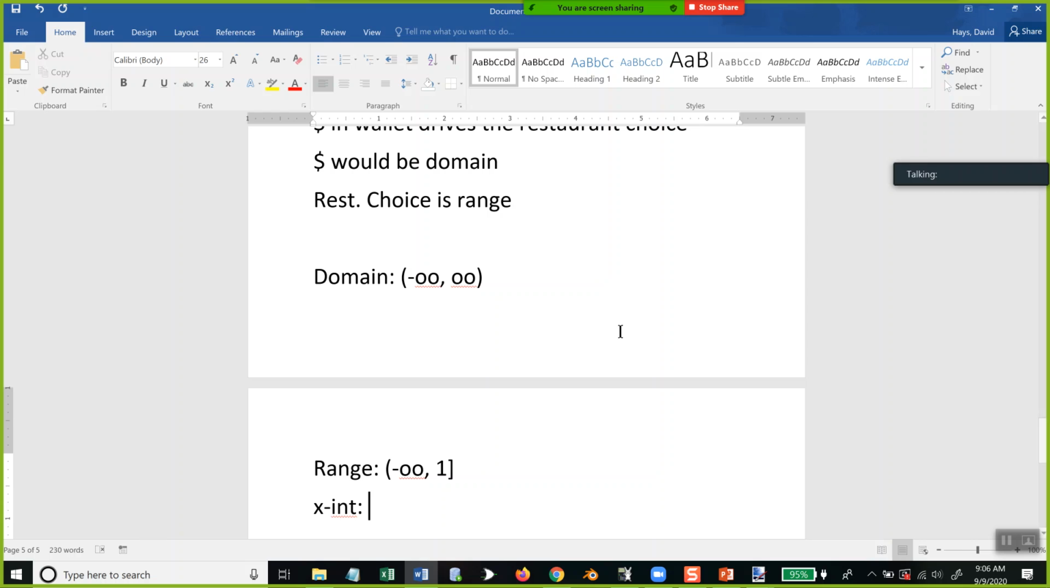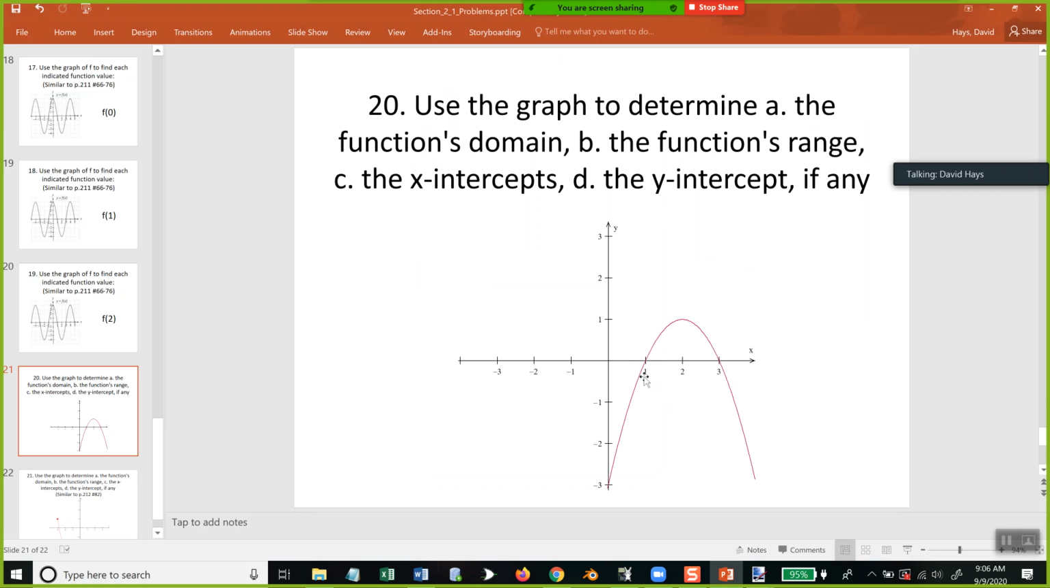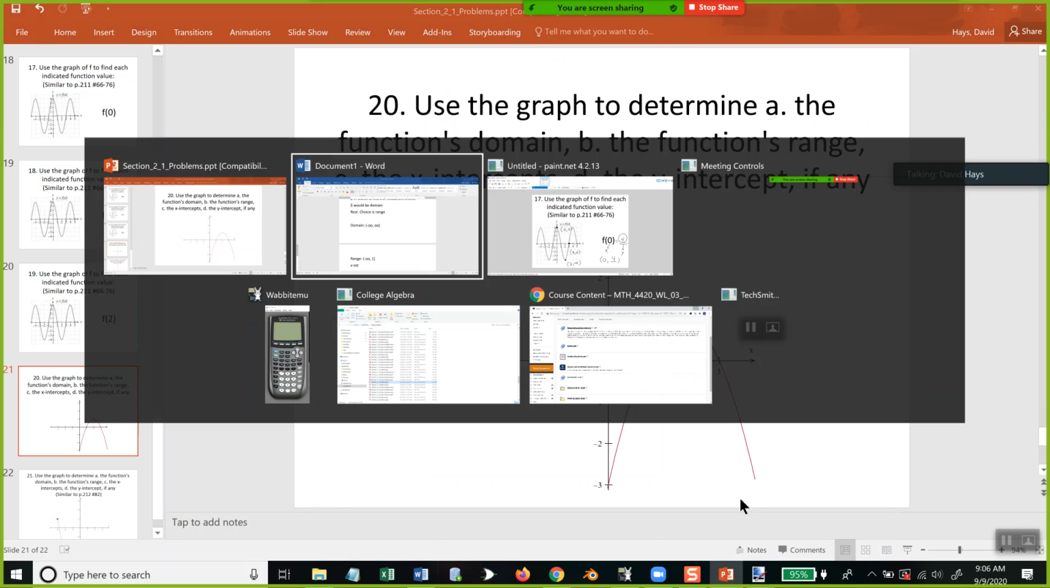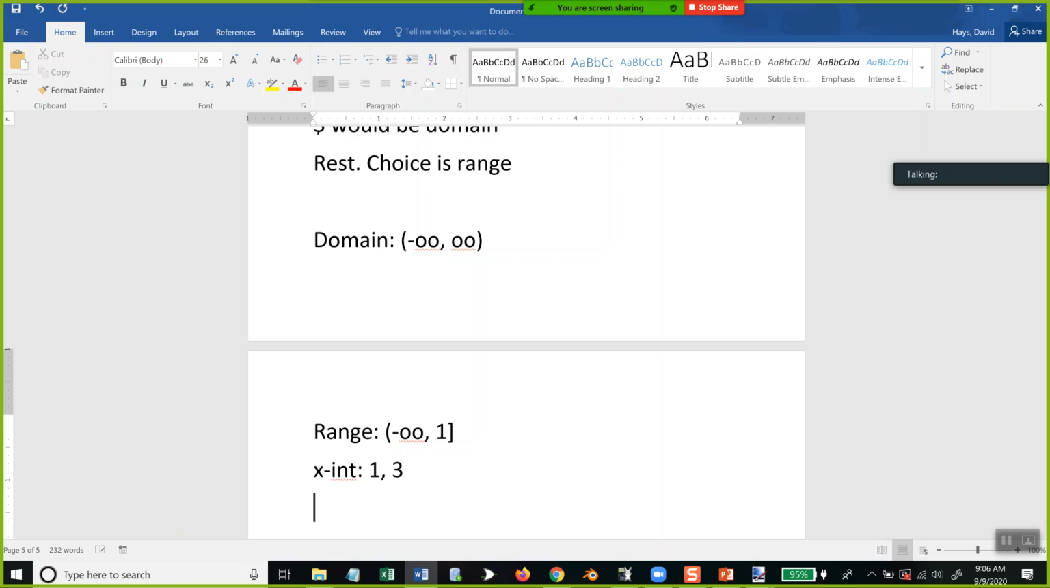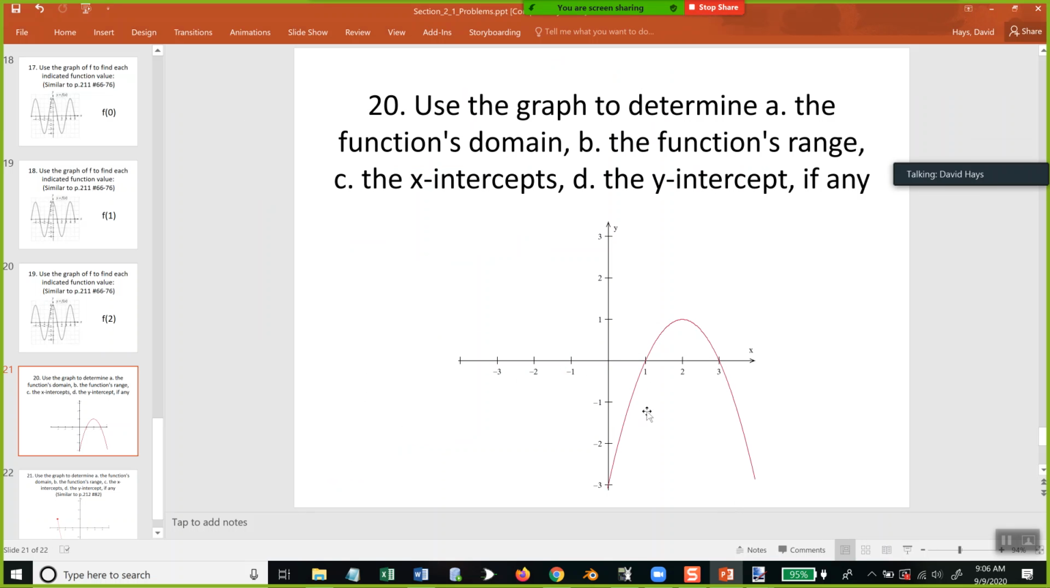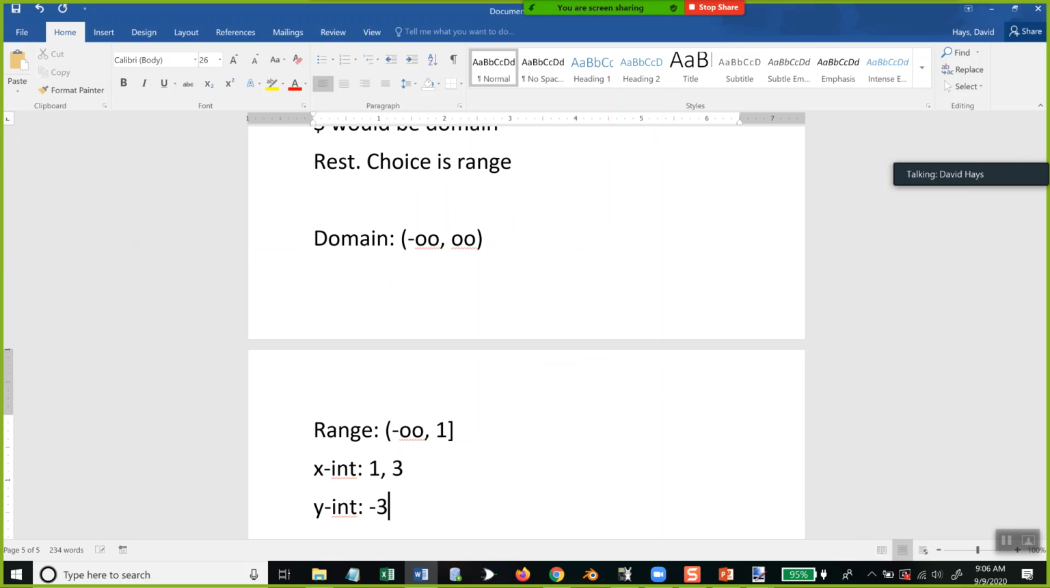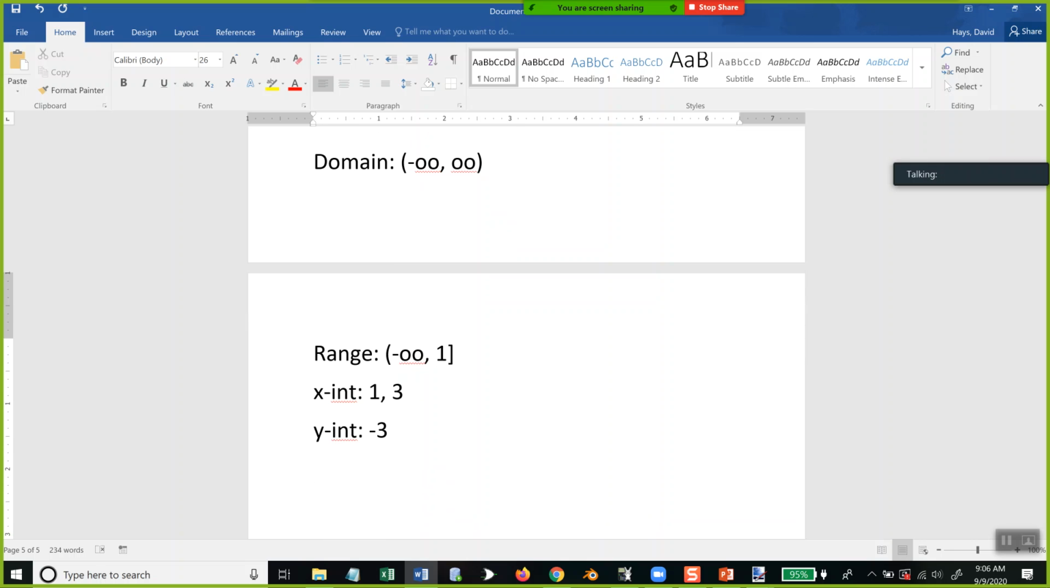Now for x-intercept, that's where a graph touches or crosses the x-axis, and looks like it crosses at 1 and 3, and I know that's pretty small. And for a y-intercept, looks like it crosses at -3 down here. So those would be my answers for that problem.